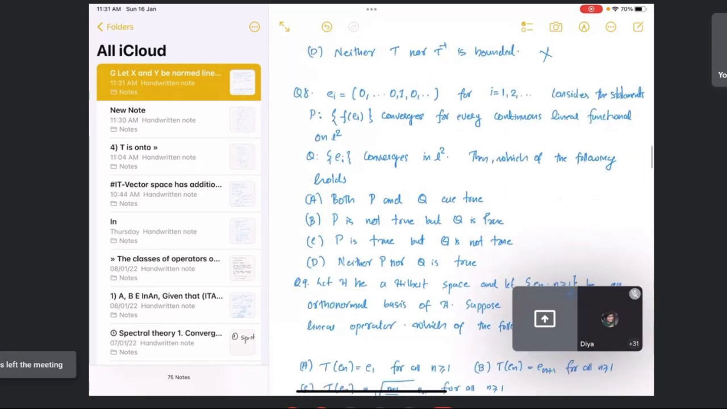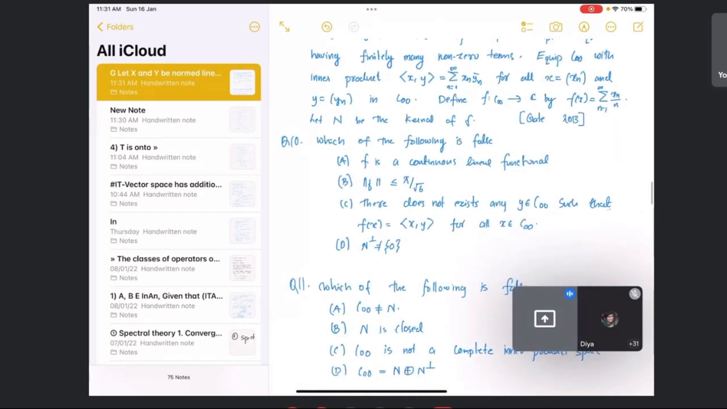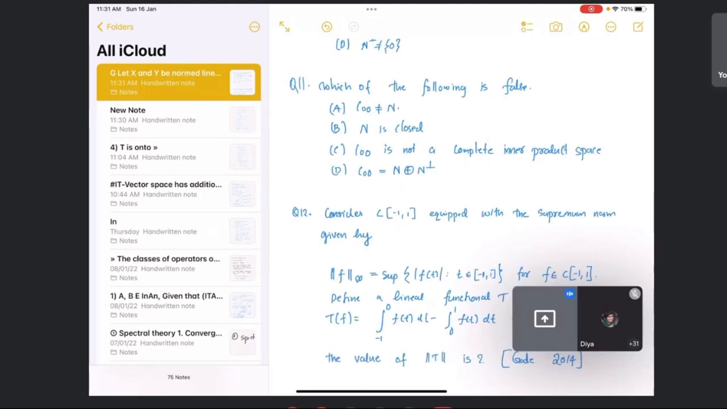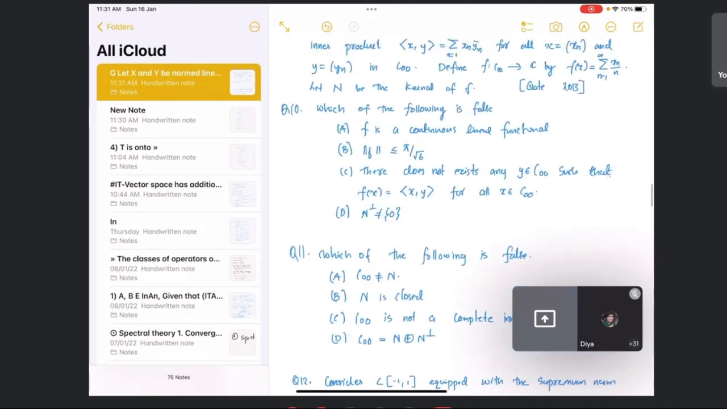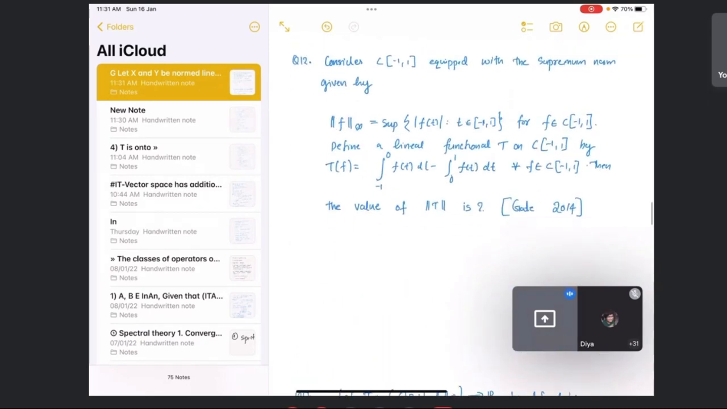Now, there is some Hilbert space theory coming in. Before that, let me look at whether there is any question. Okay, now we can go to question number 12.